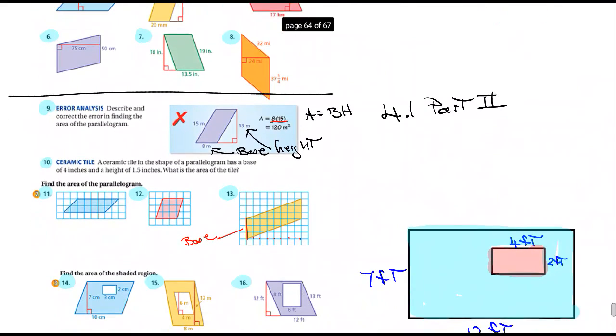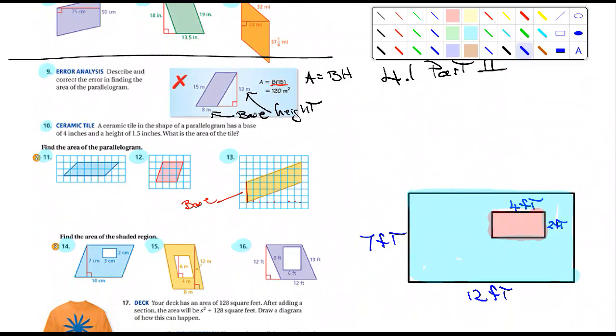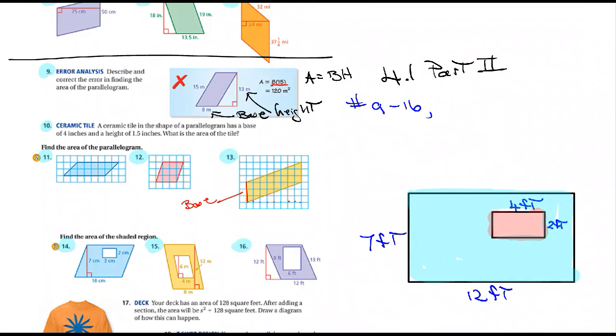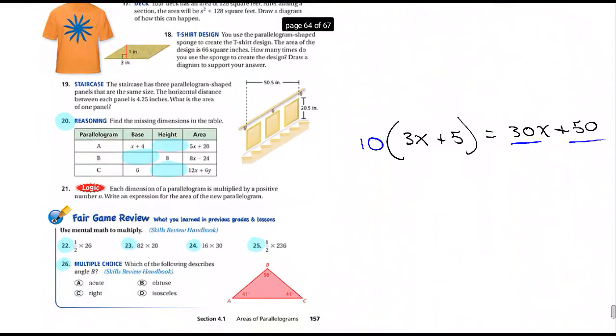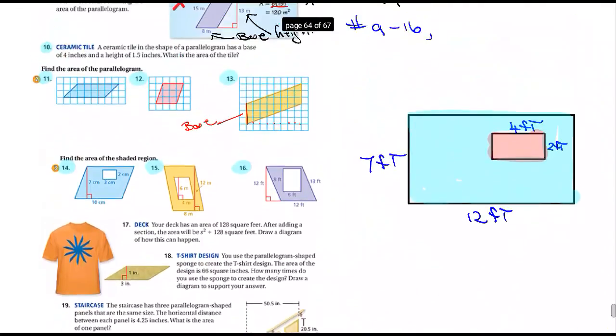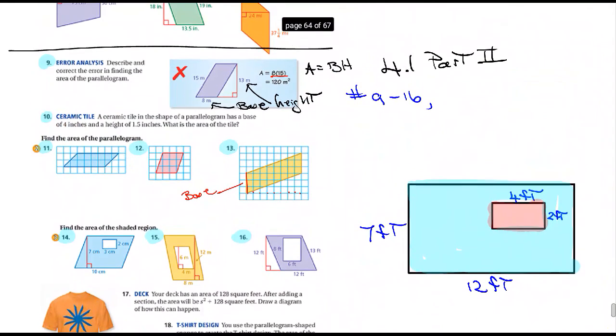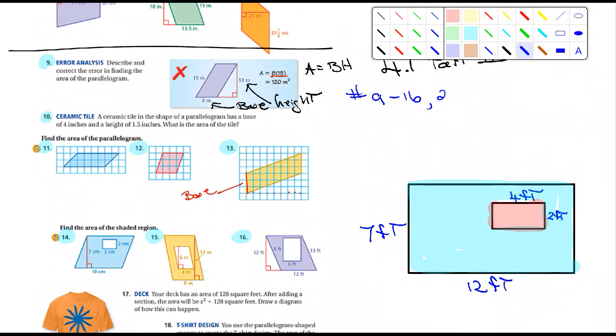So starting with number 9, those are the ones that I want you to do. Let me write these down here really quick. I've got 9, 10, 11, 12, 13, 14. So 9 through 16. And then 20 through 26. 20, it'd be just 20, and then starting with 22, comma, and then 22 through 26.